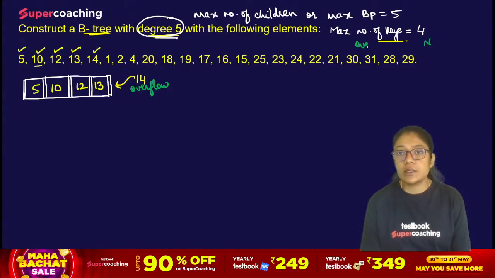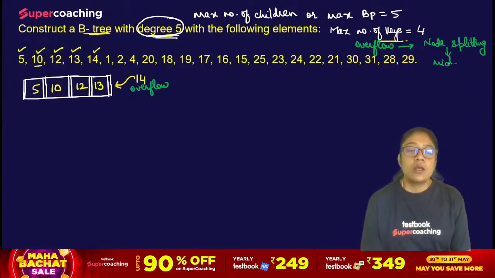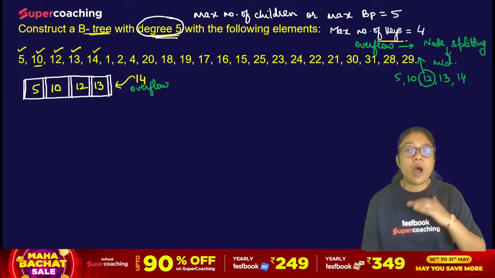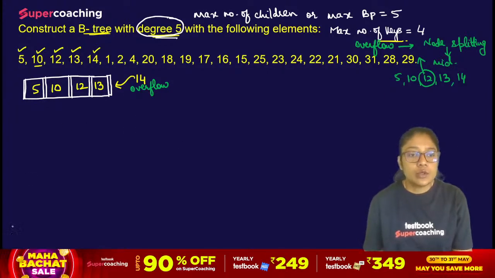So whenever there is a scenario of overflow, we'll go for node splitting, और जब भी हम node को split करते हैं, it's always done on the basis of the mid. So now we are having the elements like 5, 10, 12 और 13. इन 4 एलिमेंट्स से तो नोड स्प्लिटिंग की जरूरत ही नहीं थी. ओवरफ्लो कब हो रहा है? When we are including 14. So when we are going to split this, the middle element is 12, so 12 will move up.